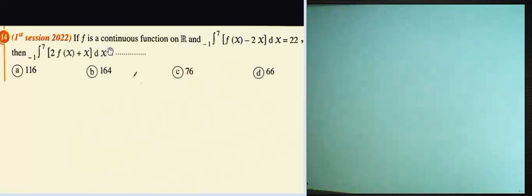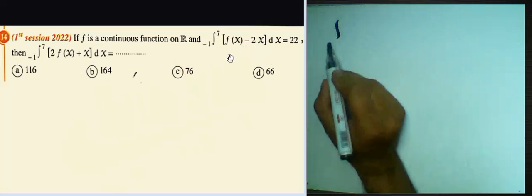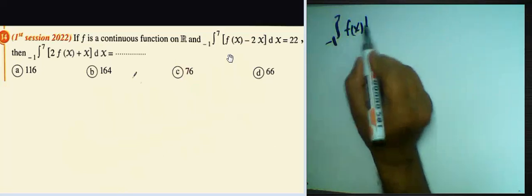If f is a continuous function on R, and the integration from -1 to 7 of f of x minus x dx equals 22, then the integration from -1 to 7 of 2 times f of x dx equals what? First you can find the integration from -1 to 7 about function f of x here and put the result in this question. Okay, look at here, I will write this information first, such that integration from -1 to 7 about f of x dx.